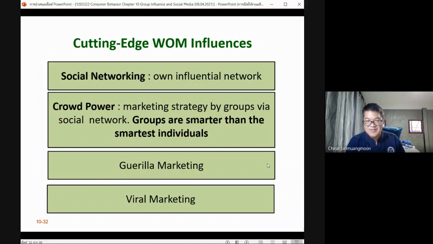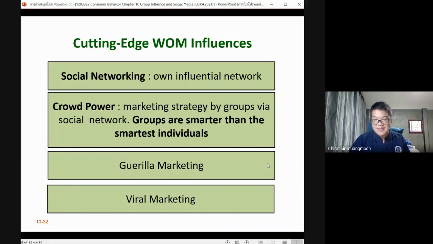Why do they do that? Because they actually think groups are smarter than individuals. I have a good example here. For Thai people, you're going to know the website named Pantip. Pantip is a website where you have many members from many occupations and many areas of expertise, and they come together as a group on this website.